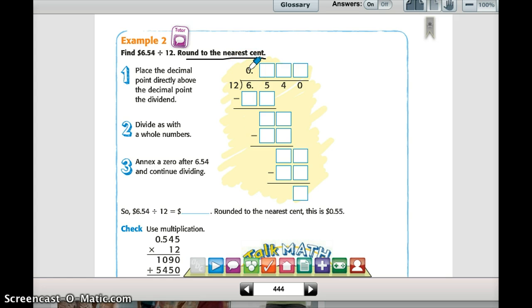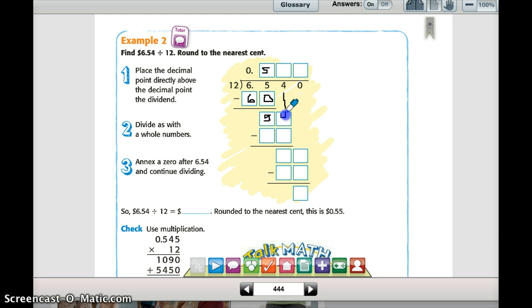So now we just divide it like we do whole numbers. How many times does 12 go into 65? Okay, so 12 goes into 65 5 times. So I wrote the 5 up here. And then I just go through my division steps. So 5 times 12 is 60. 65 minus 60 gives me 5 left. So my next step in this would be to bring down my 4.